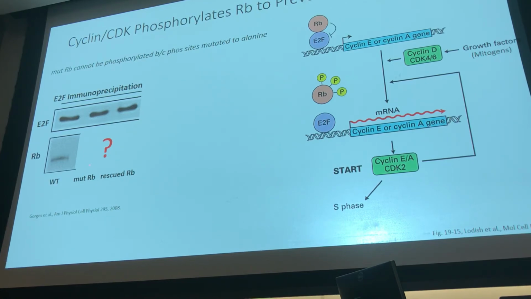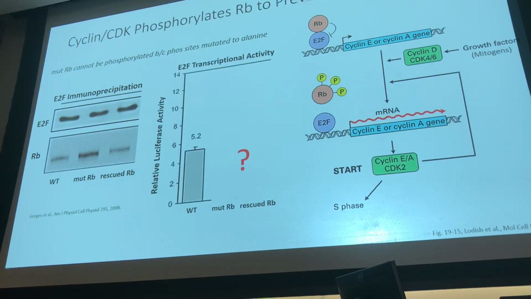And then if you put in a rescue construct, so if you put in now a normal RB, you'll see that the signal goes back down. You pull down less RB. So here, when you have a mutant RB that can't be phosphorylated, so it stays bound to E2F, when you immunoprecipitate E2F out of the cells, you're going to get more RB being pulled down, and then you can rescue it with now a wild type, normal RB, and now that guy can get phosphorylated, and here you see you pull down less RB.